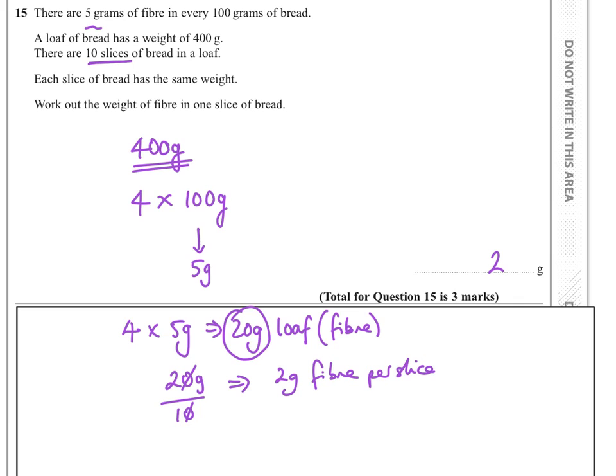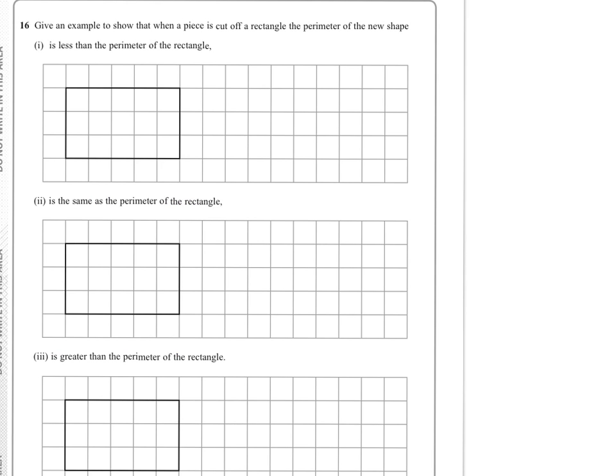Okay, so that wasn't too bad. Question 16. It says, give an example to show that when a piece is cut off a rectangle, the perimeter of the new shape is less than the perimeter of the rectangle. Well, I think some people find these quite tricky. So let's try and replicate the rectangle.